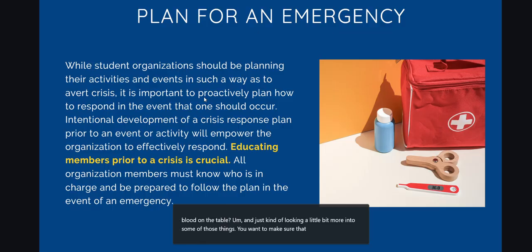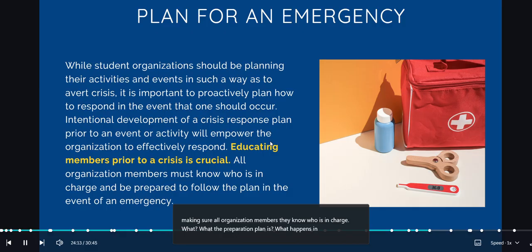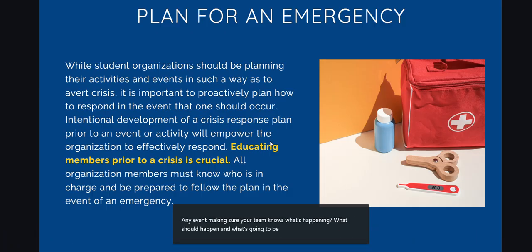You want to make sure that you're planning for an emergency. While student organizations should be planning their activities and events in such a way as to avert crisis, it's highly important to be proactive while you're planning to make sure that you're responding in the event that something should occur. Intentional development of a crisis response plan prior to an event or activity will empower the organization to effectively respond. Educating members prior to a crisis is highly critical, so making sure all organization members know who is in charge, what the preparation plan is, and what happens in case of an event, making sure your team knows what's happening, what should happen, and what's going to be in place.